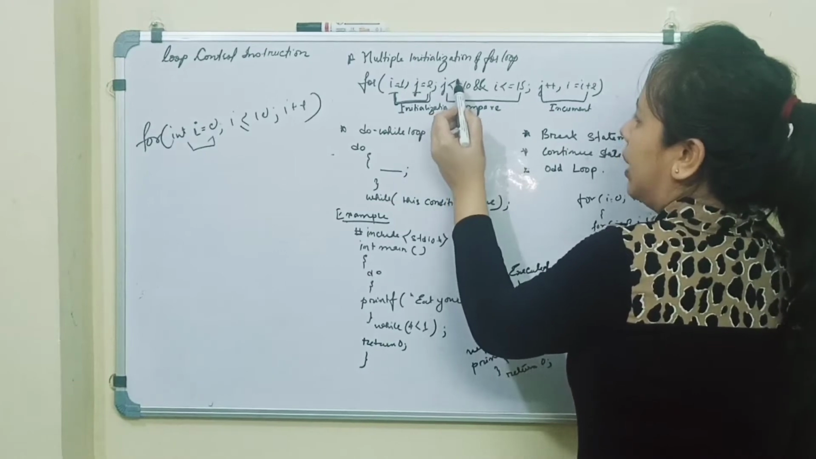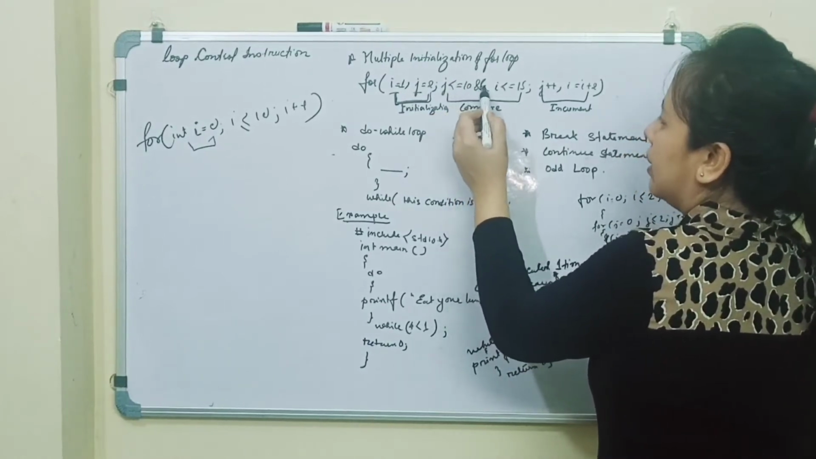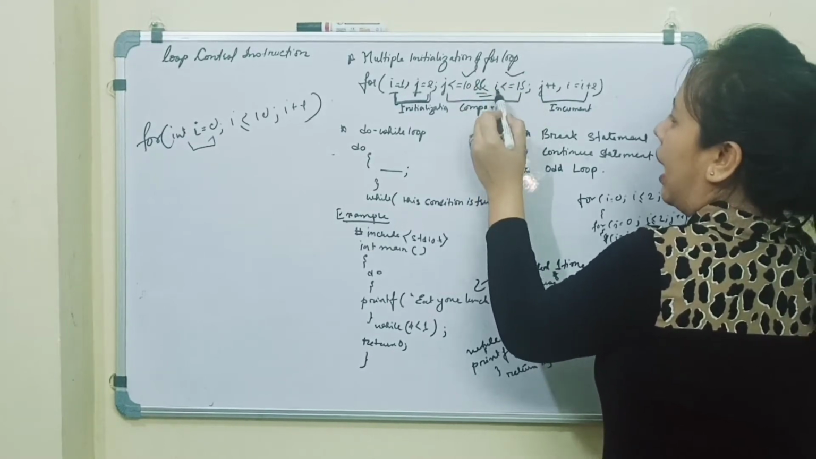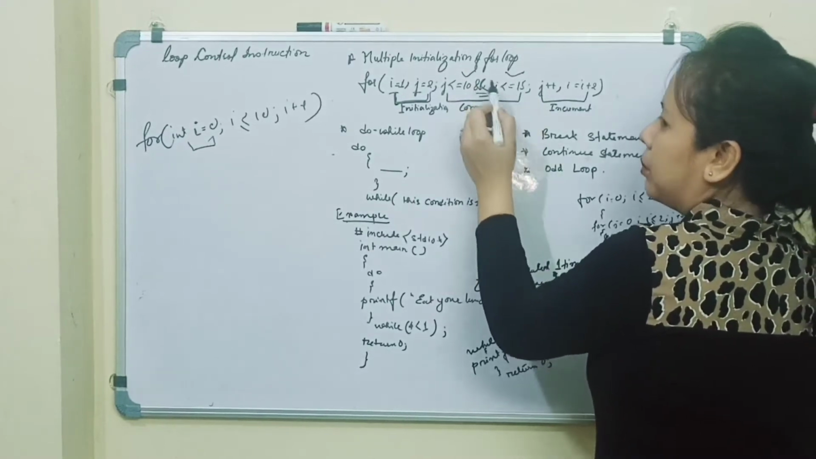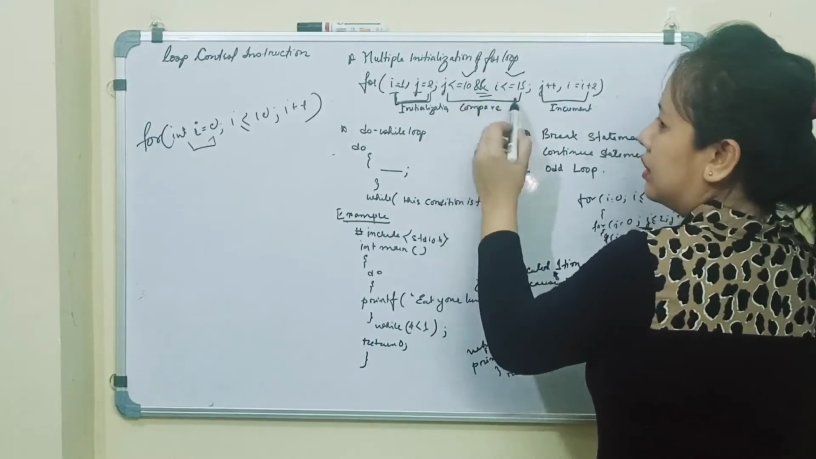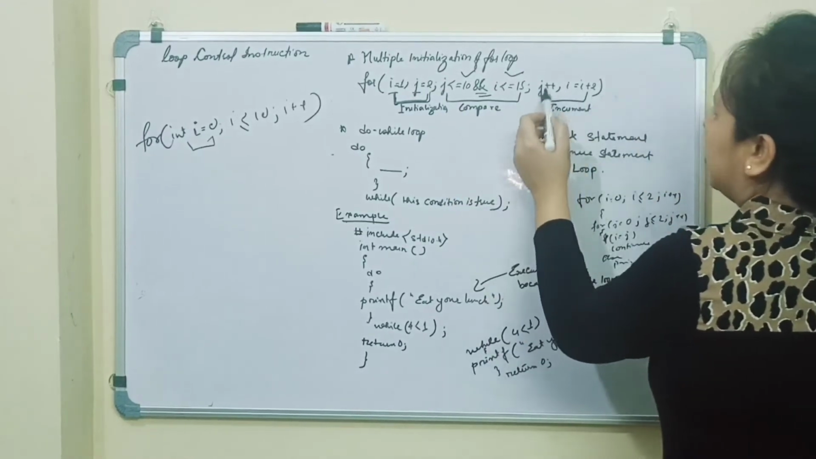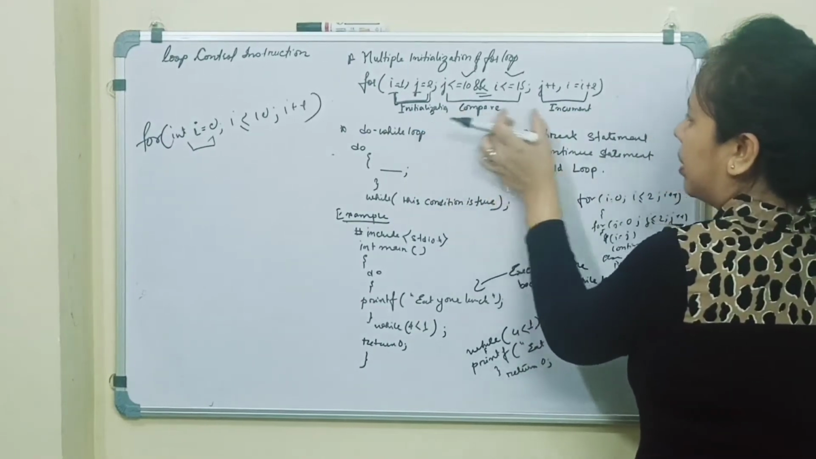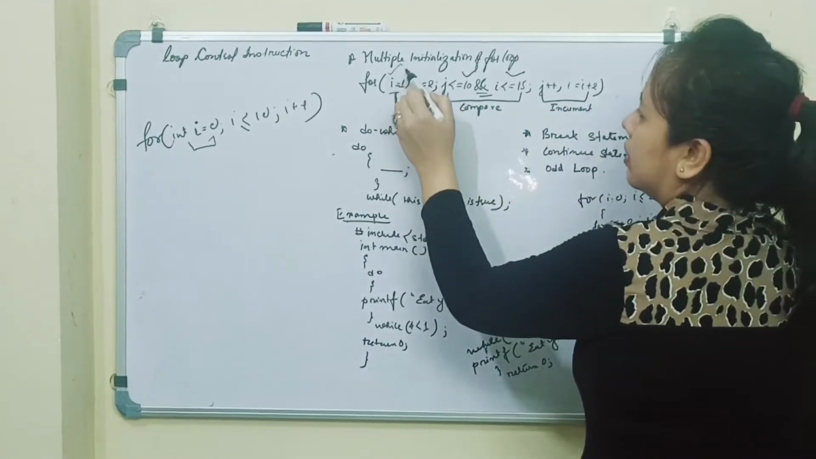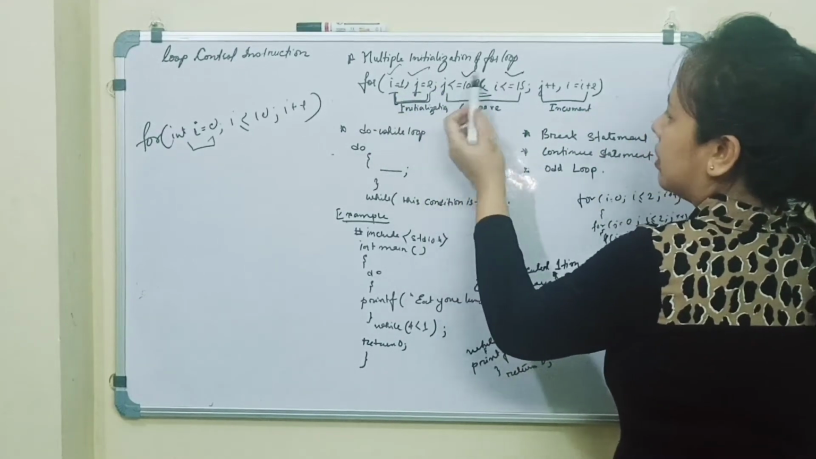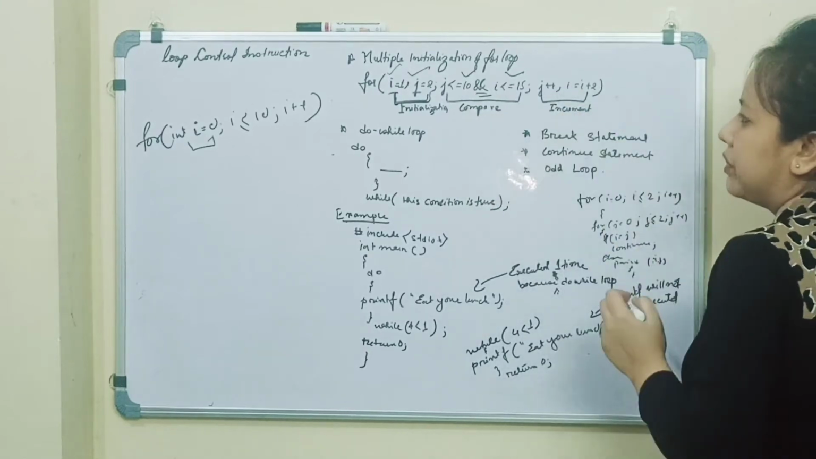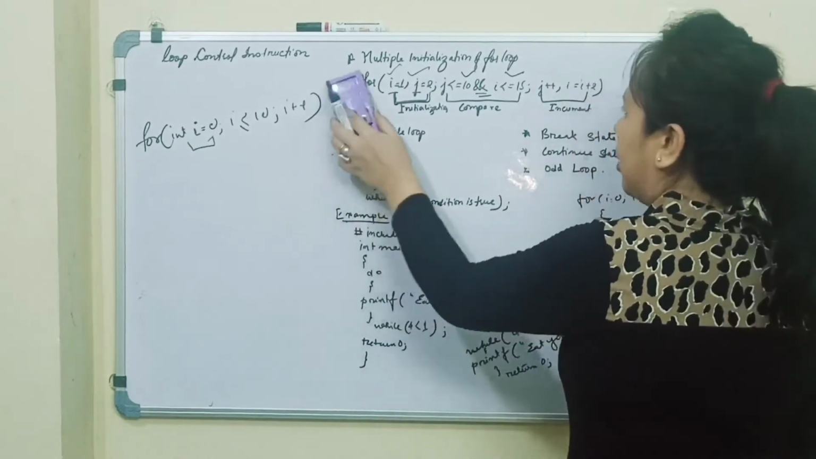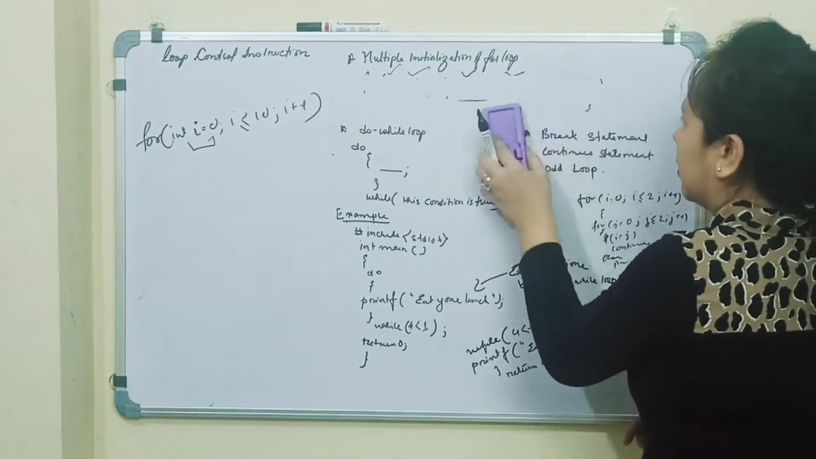Now this is the comparison part. For j less than or equal to 10 and this is the logical AND operator. These two conditions have to be true, i less than or equal to 15. AND operator means both the conditions have to be true. So this is the increment part, j plus plus and i will be i plus 2. So initialization part, compare part, increment part. We can initialize two variables, compare two variables and increment two variables in a for loop. So this is called multiple initialization of a for loop.